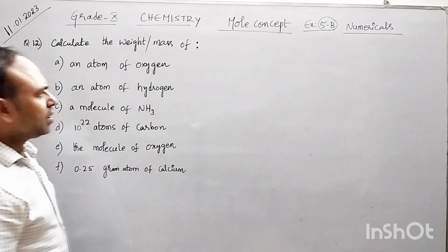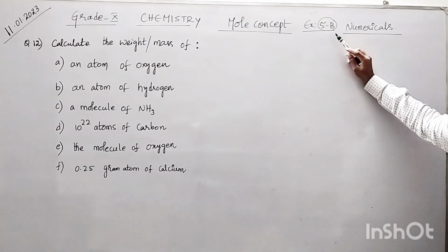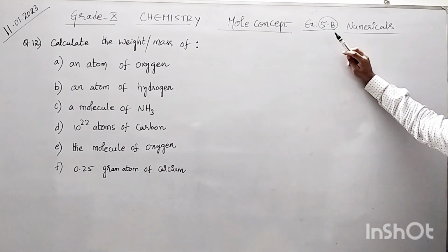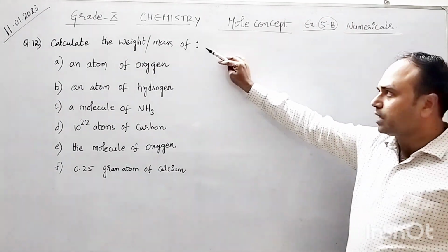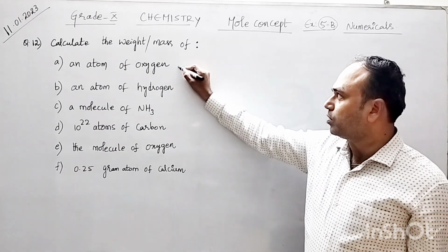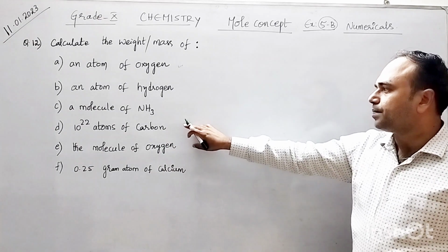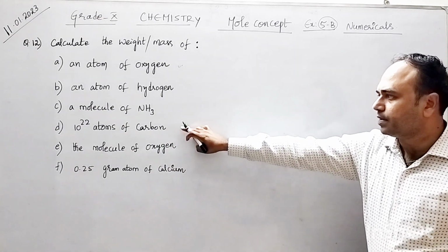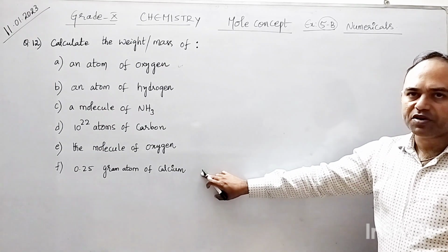Good evening, students. Today we'll continue with the next question from whole concept exercise 5b. In these numericals, we have completed up to 11. Now the 12th one, let us see. They are asking to calculate the weight or mass of an atom of oxygen, only one atom of hydrogen, a molecule of ammonia, 10 power 22 atoms of carbon, and a molecule of oxygen, 0.25 gram atom of calcium.